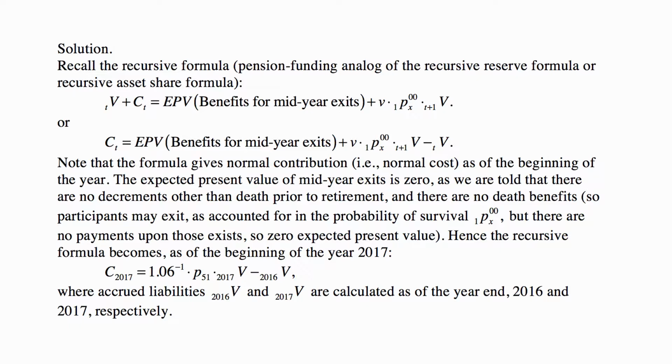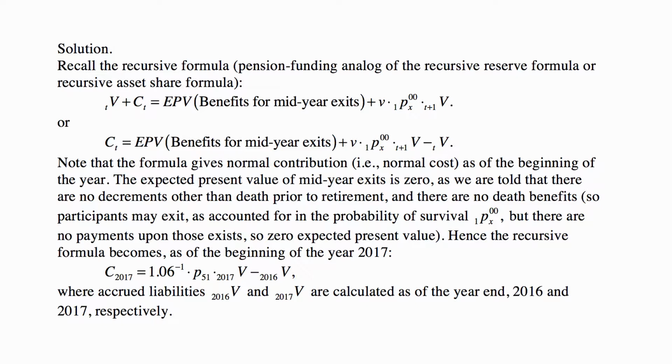So in this case, the expected present value of mid-year exits is 0, as we are told that there are no decrements other than death prior to retirement, and there are no death benefits. So participants may exit as accounted for in the probability of survival, but there are no payments upon those exits, so zero expected present value. Now they may exit by dying, but still that gives zero value in this case.